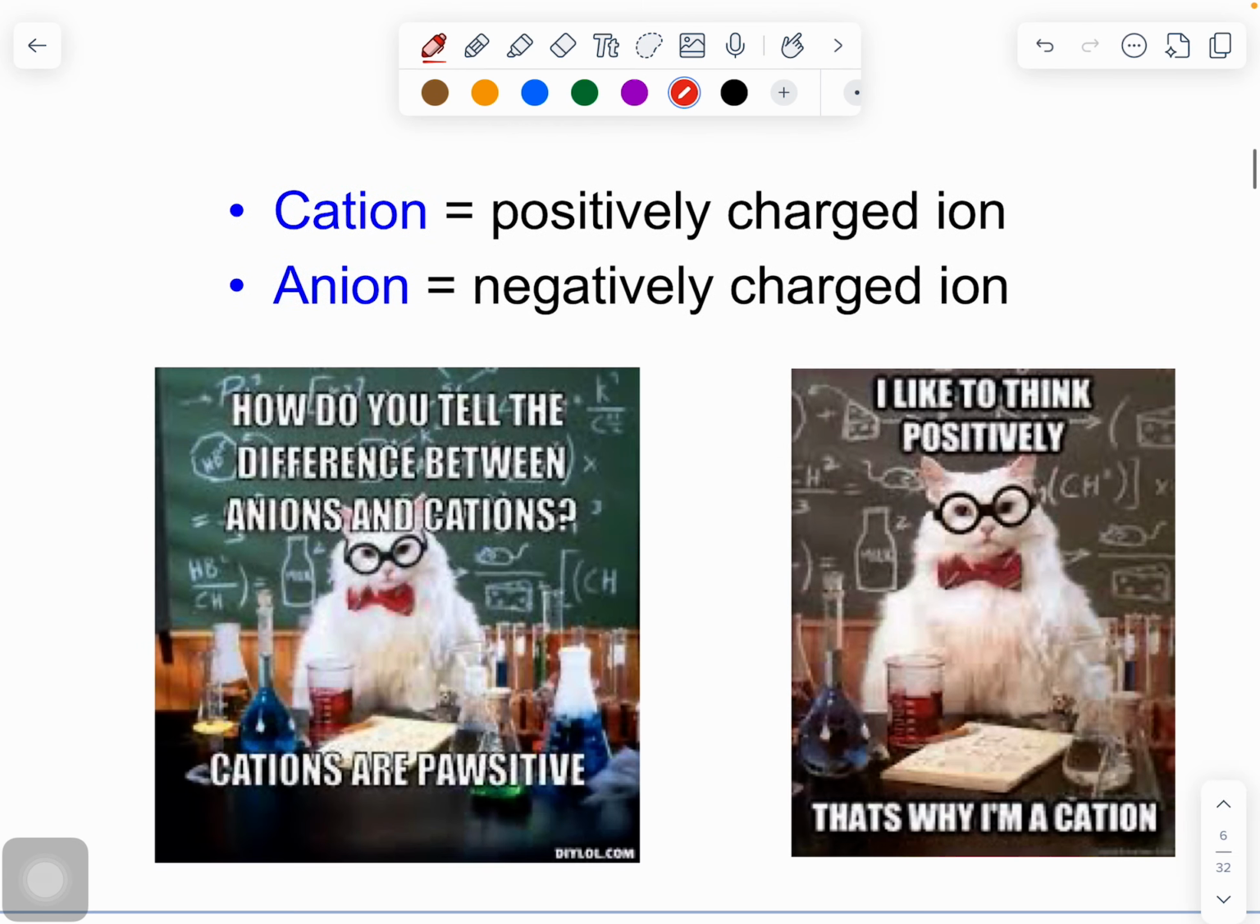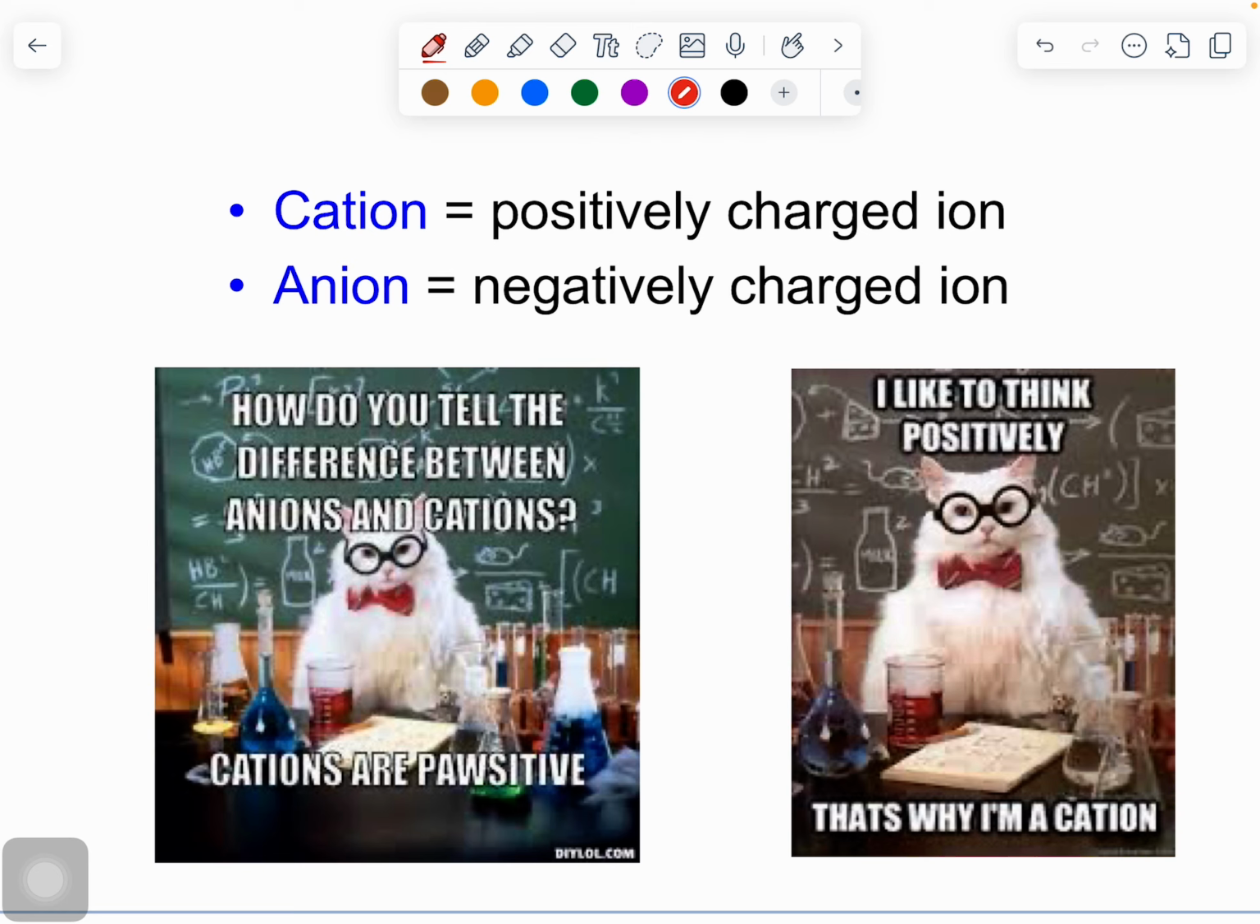This is just another suggestion for those of you who like more creative interpretations, a way that you can remember: cats and paw, so cats being positively charged. That's just another visual here for you, okay? All right, so now let's talk about the interaction of our charges.